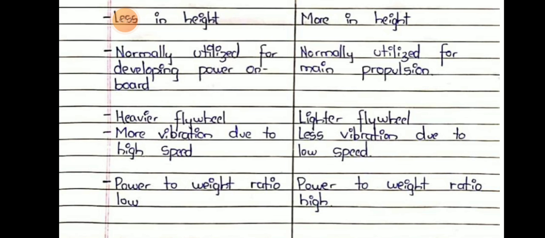In a 4-stroke engine, the flywheel is very heavy, so there is more vibration due to high speed. In the case of the main engine, the flywheel is lighter and there is less vibration due to low speed. The power to weight ratio is very low in a 4-stroke engine, but in a 2-stroke engine the power to weight ratio is high. So these are the basic differences between 2-stroke and 4-stroke engines.